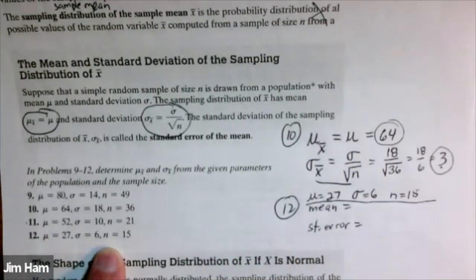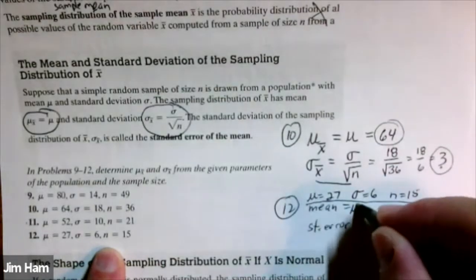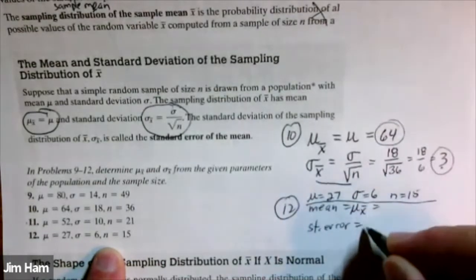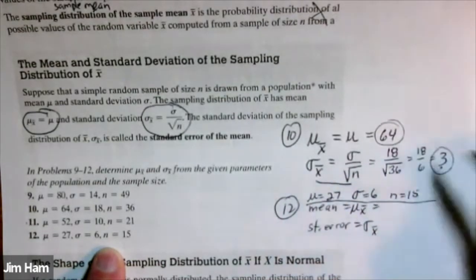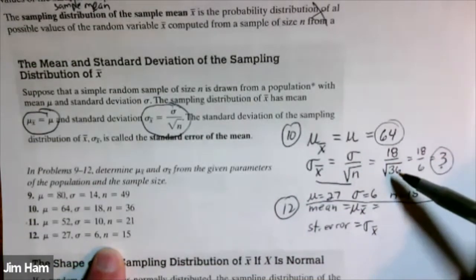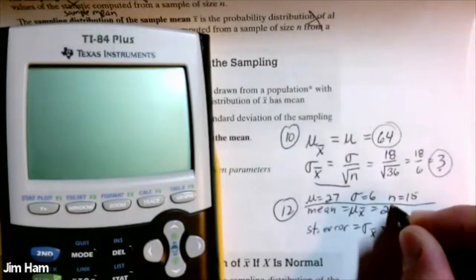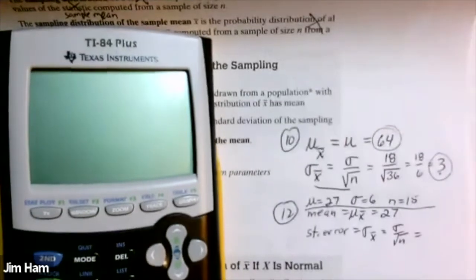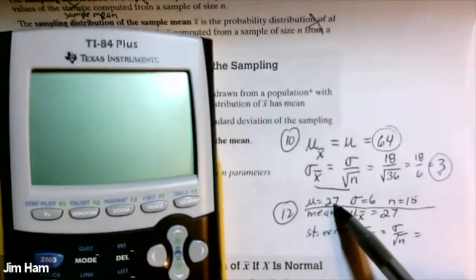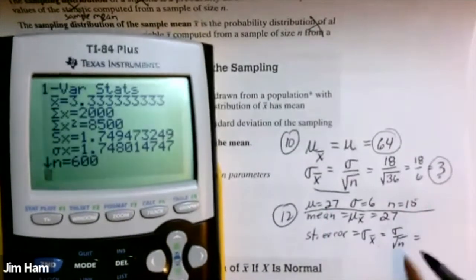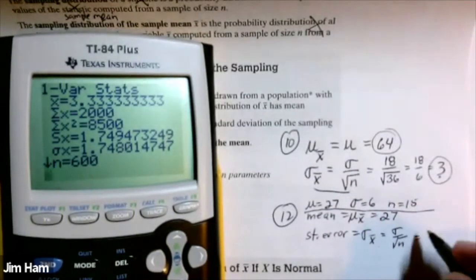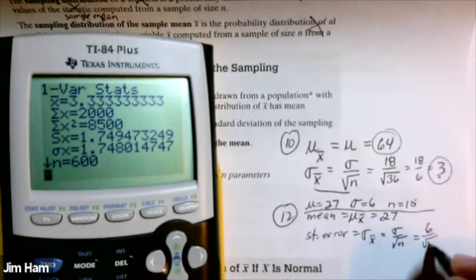This one's going to be slightly different because you're going to have to do some rounding. I mean, you're not going to have the square root of 36, a nice number like 6. Okay, good. The mean of the sampling distribution is the mean of the population, and the mean of the population was given. And then the standard deviation is 6 divided by the square root of 15.